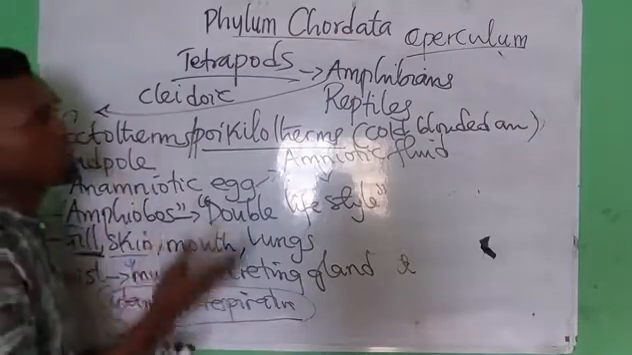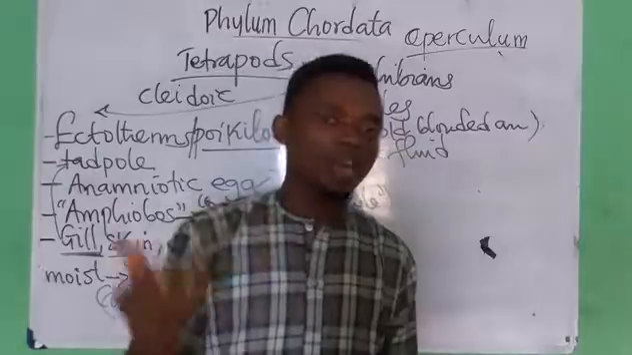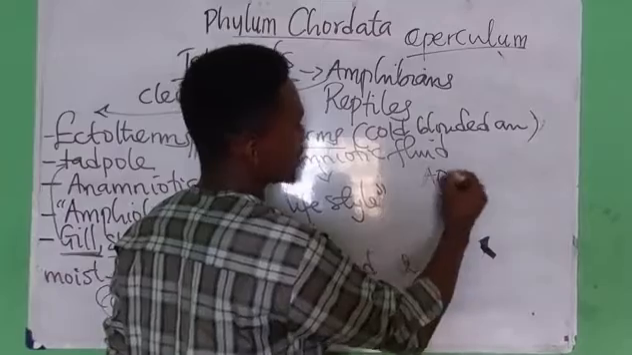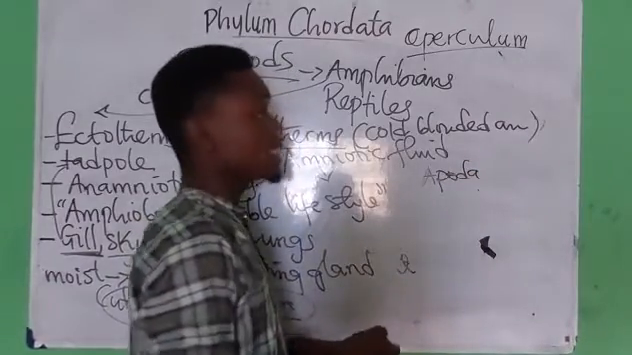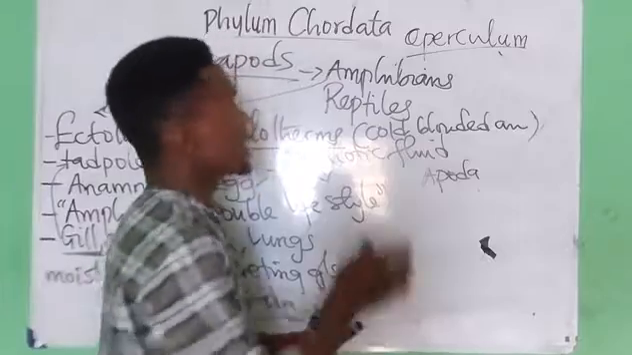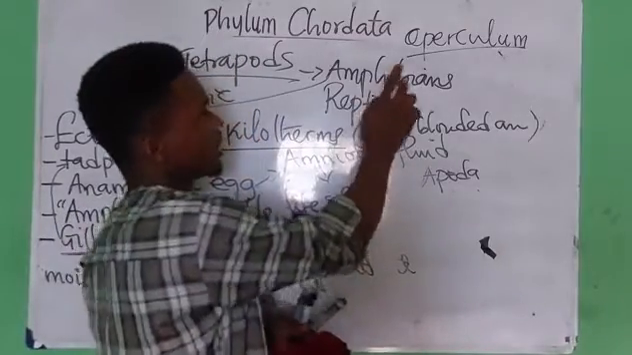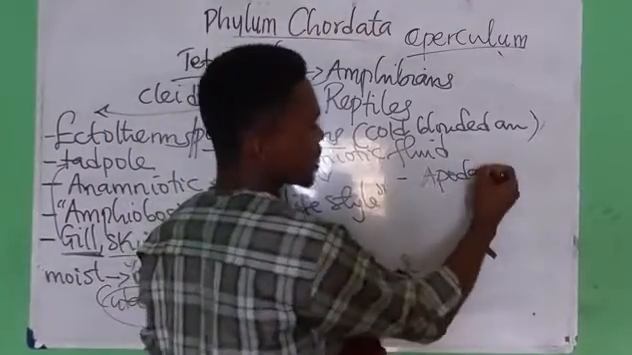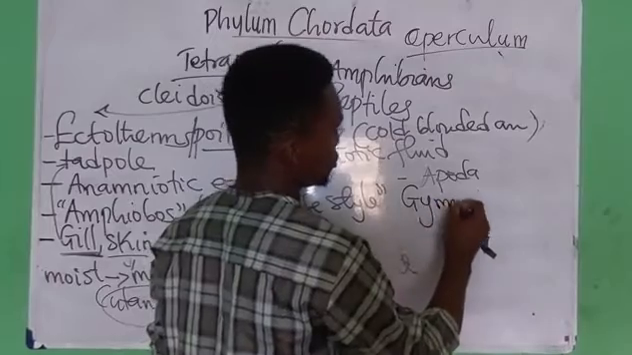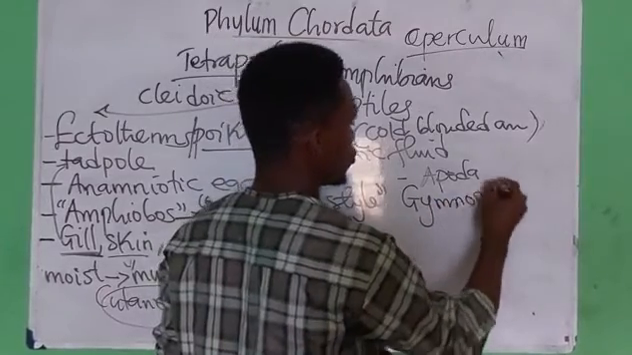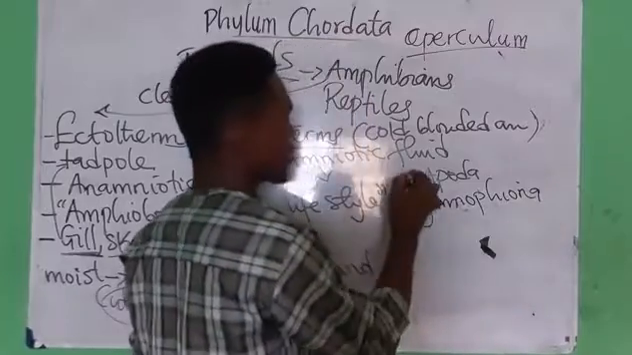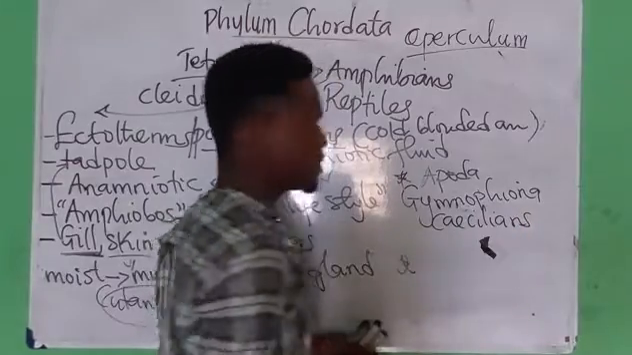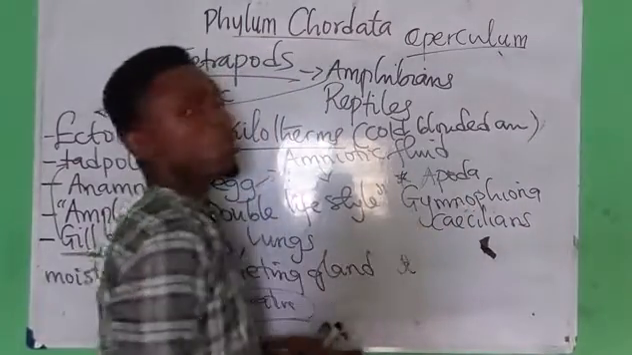Some of the members of amphibians are called tailed amphibians. There are three orders of class Amphibia. They're actually orders, not classes. We have order Apoda, which is also called Gymnophiona, and that is where the caecilians belong.